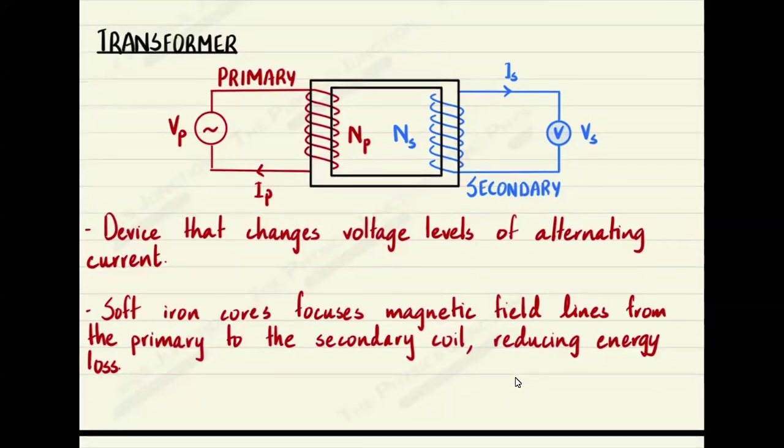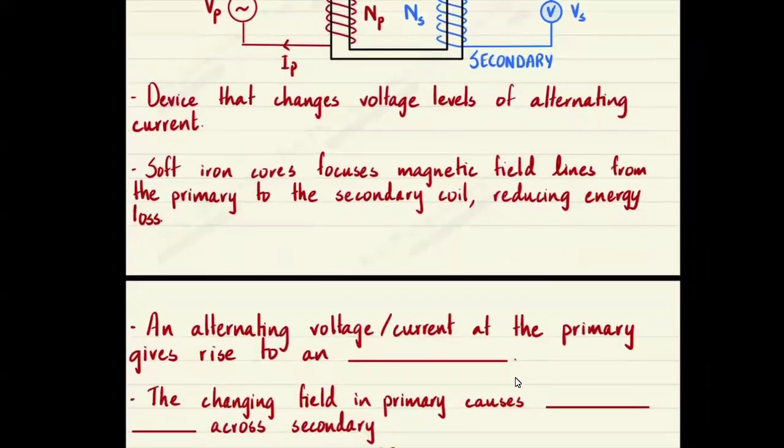So how does this work? Another similar question which is asked sometimes in MCQs is why can a transformer not work if instead of AC we had a DC supply here? Why would that not work? The idea is this: when you have an alternating voltage or current at the primary side, this also gives rise to an alternating field.